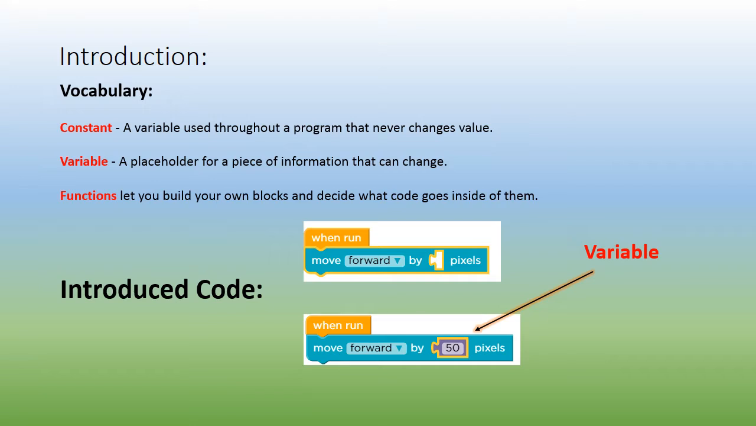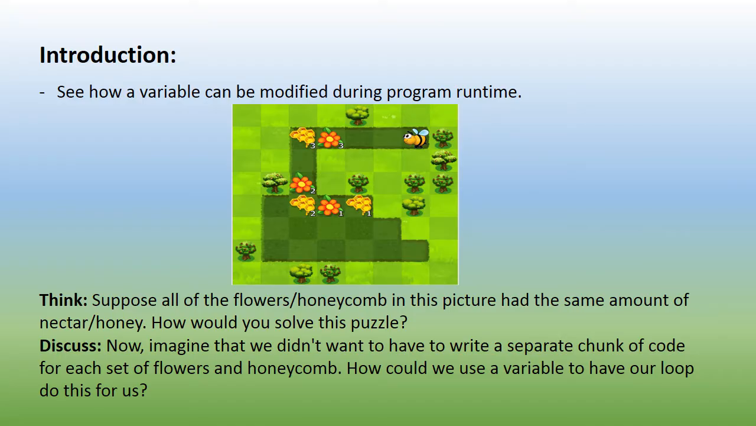Here we are going to see two codes. The first one is without a variable. In the next one, I put a variable inside it with a value of 50. In this lesson, we are going to see how a variable can be modified during program runtime.